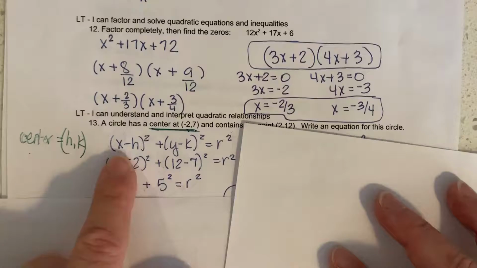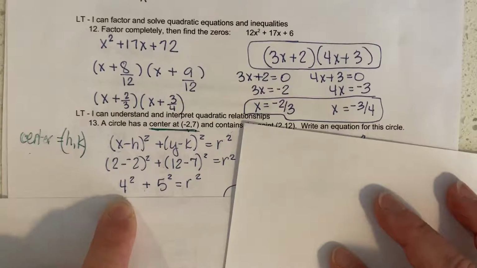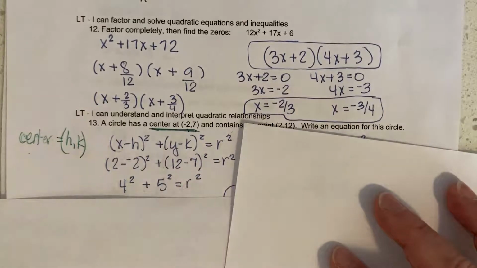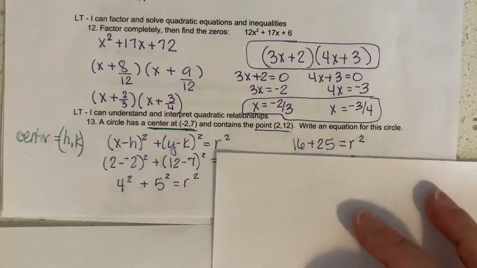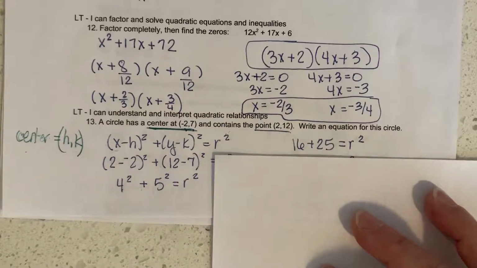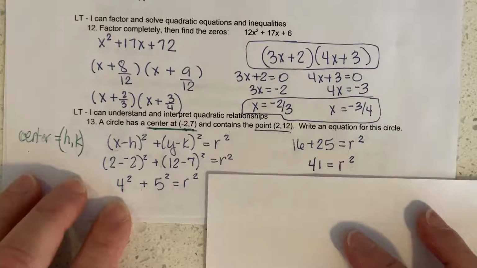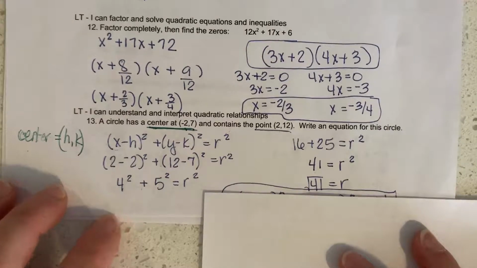So 2 minus a negative 2 is the same as 2 plus 2, which is 4 squared. And then 12 minus 7 is 5, so plus 5 squared equals r squared. Then you're simply going to square the 4. So 4 times 4 is 16. And 5 times 5 is 25. And that still equals r squared. And then we just add them. And then we don't want what r squared is. Well, actually we do in the final answer. But we go ahead and take the square root of both sides and find r.